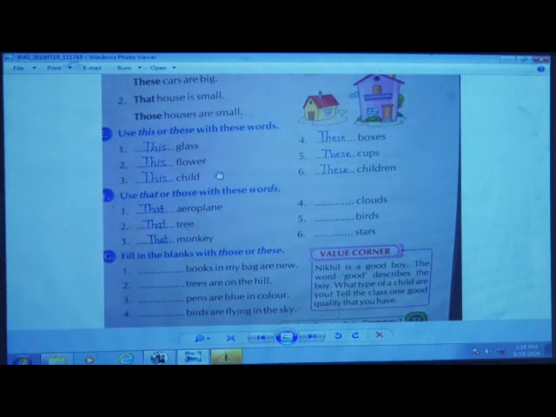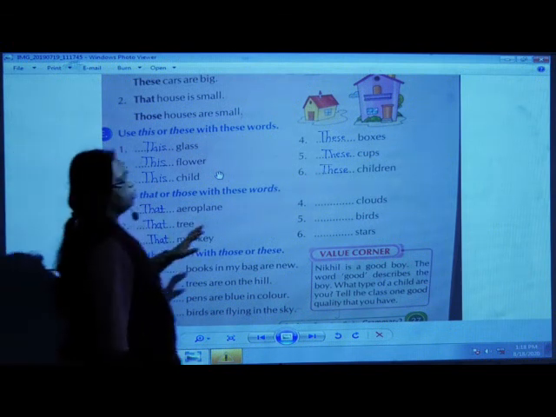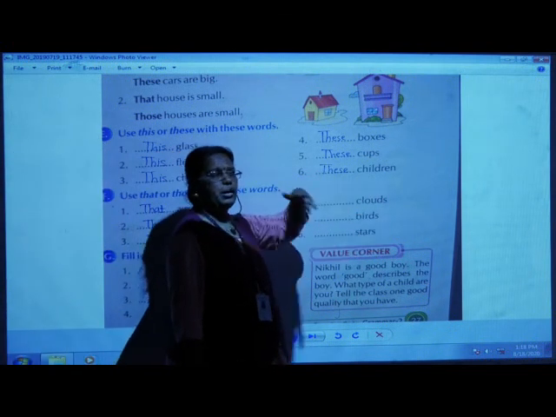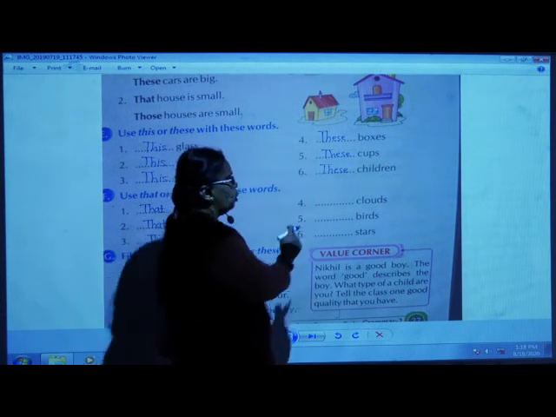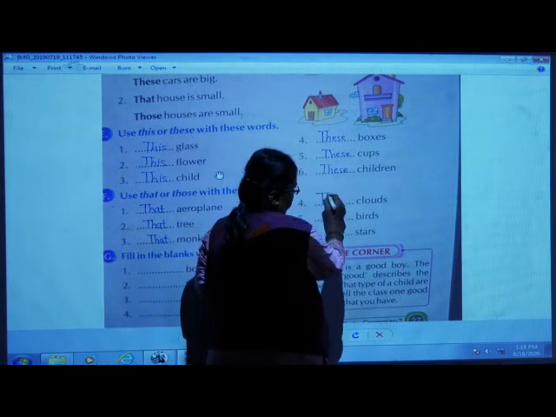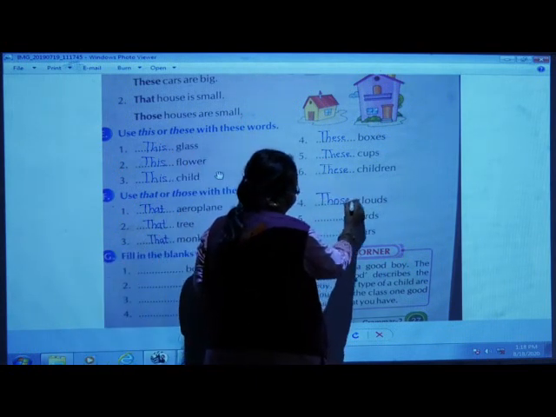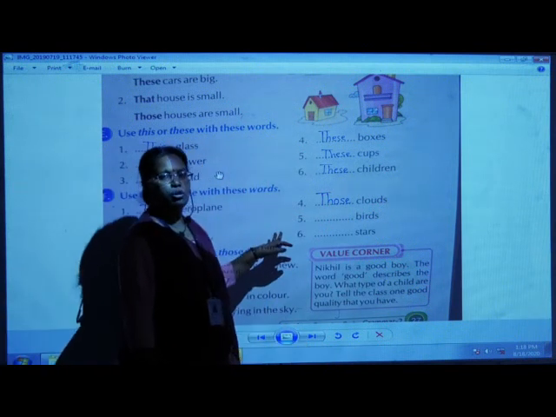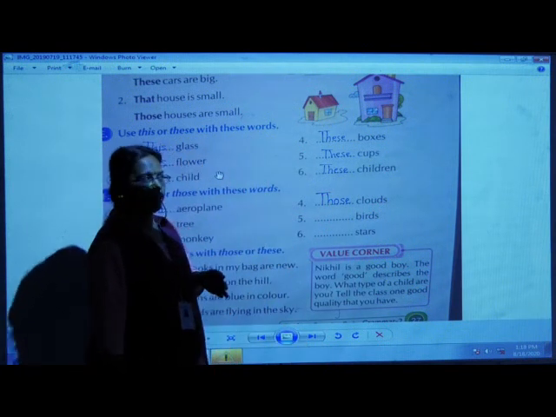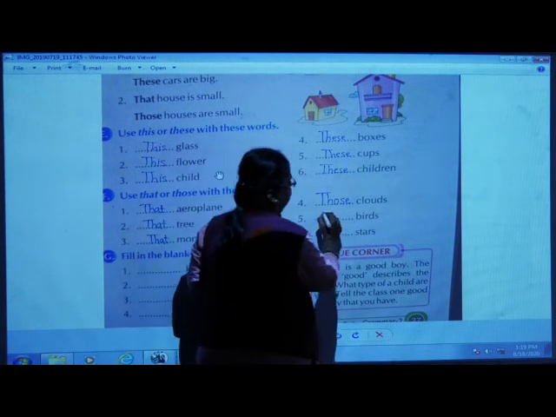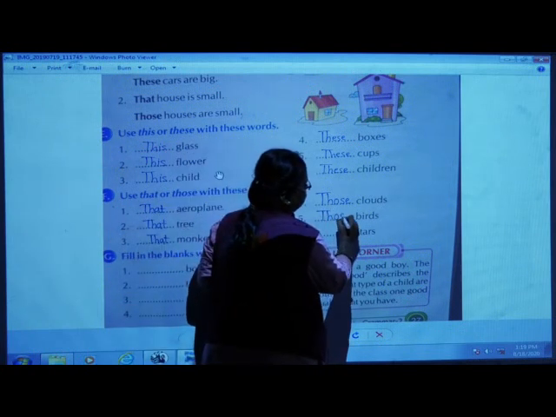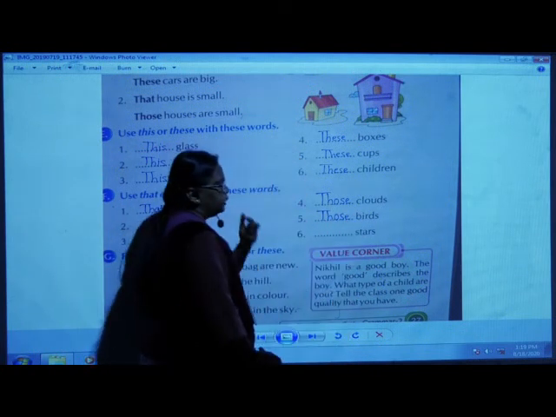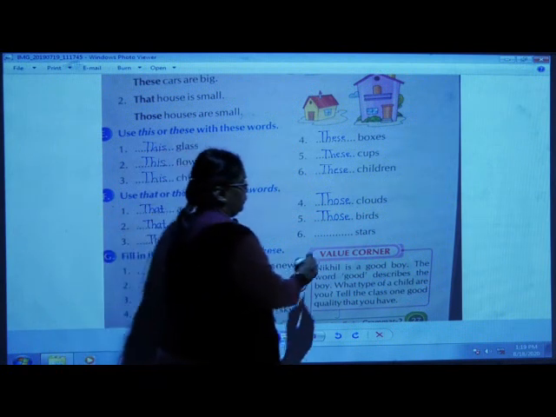Now clouds. It is not one cloud, there are many clouds. So those clouds. Then birds. Birds are also many, but they are not near to us, they are far. So those birds. Then stars. Those stars.